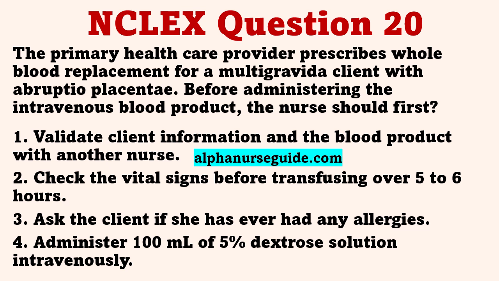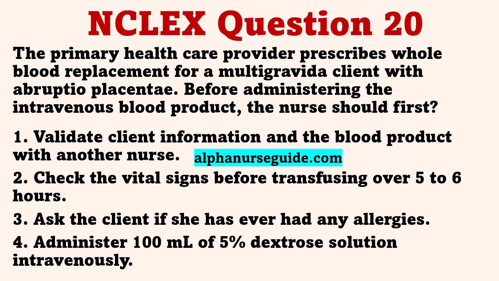The correct answer is 1. When administering blood replacement therapy, extreme caution is needed before administering any blood product. The nurse should validate the client information and the blood product with another nurse to prevent administration of the wrong blood transfusion. Although baseline vital signs are necessary, she should initiate the infusion of blood slowly for the first 10 to 15 minutes. Then, if there is no evidence of a reaction, she should adjust the rate of infusion to ensure that the blood product is infused over 2 to 4 hours.